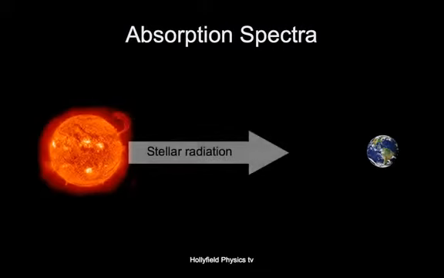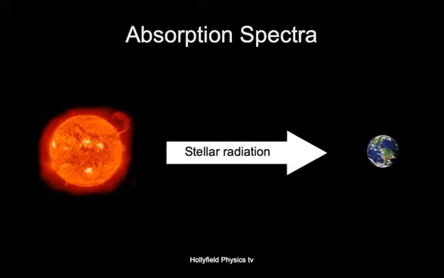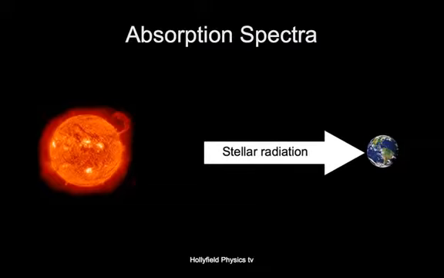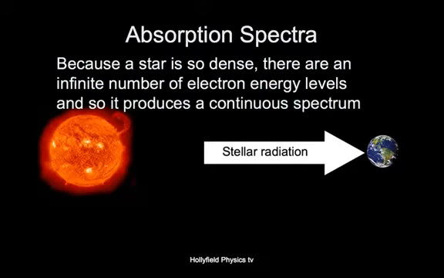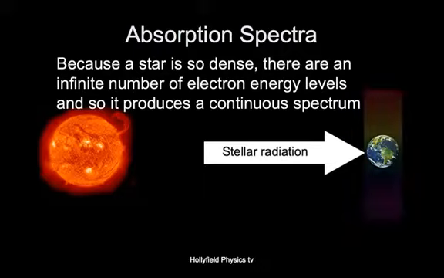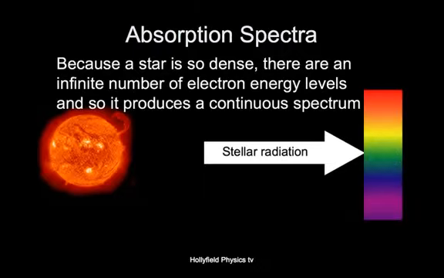Things are a little bit different with the light coming from a star though. Let's look at our sun. Here's the stellar radiation reaching us. And because the star is so dense, there are an awful lot more, pretty much an infinite number, of energy levels the electrons can have. And so we get a continuous spectrum. Just like using a prism, seeing the nice, pretty rainbow pattern on the wall.